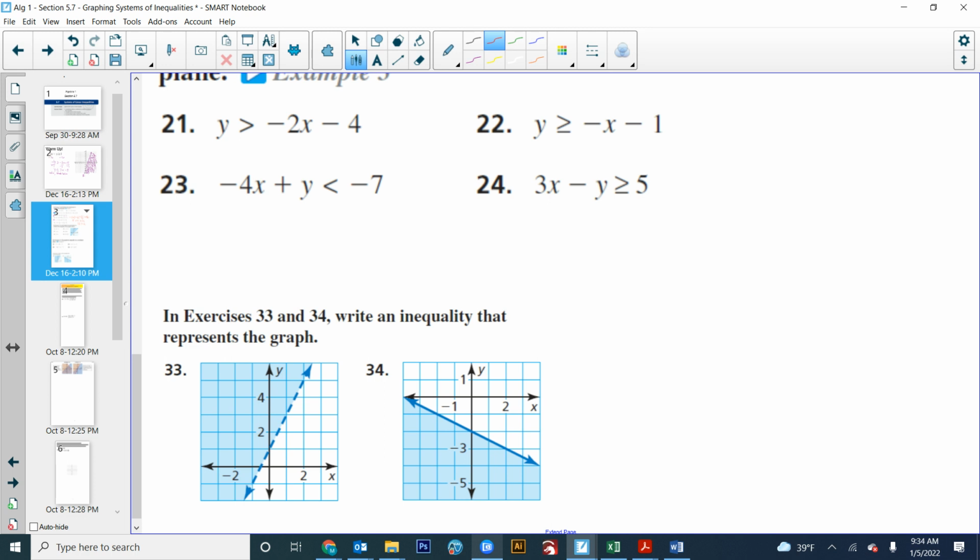Okay, what's my y-intercept? 0, -1. What's my slope? Just -1, right? -1, down 1. It just goes this way. And then you can go up 1 left, up 1 left. Okay, solid or dashed? Solid, because it's "or equal to," right? Yep. So that would look like this.